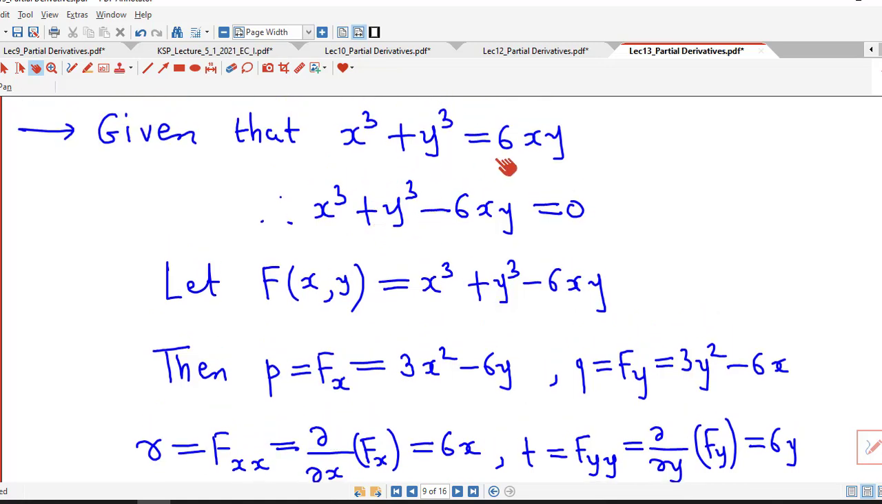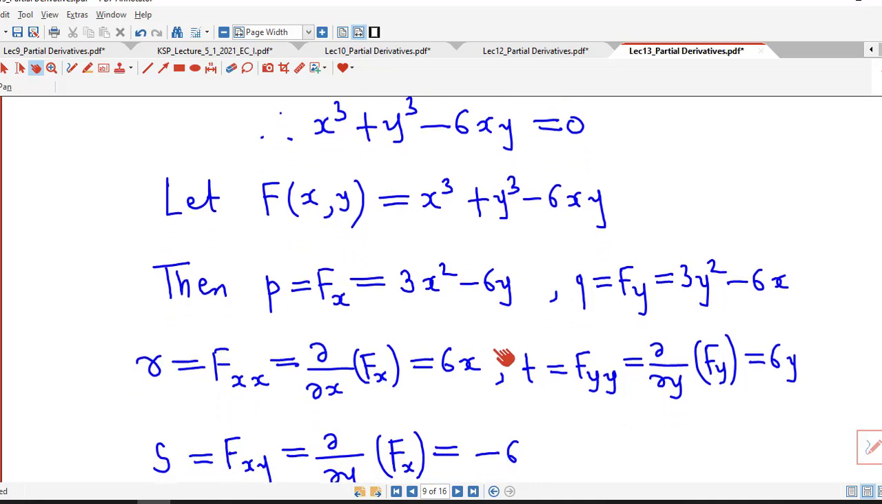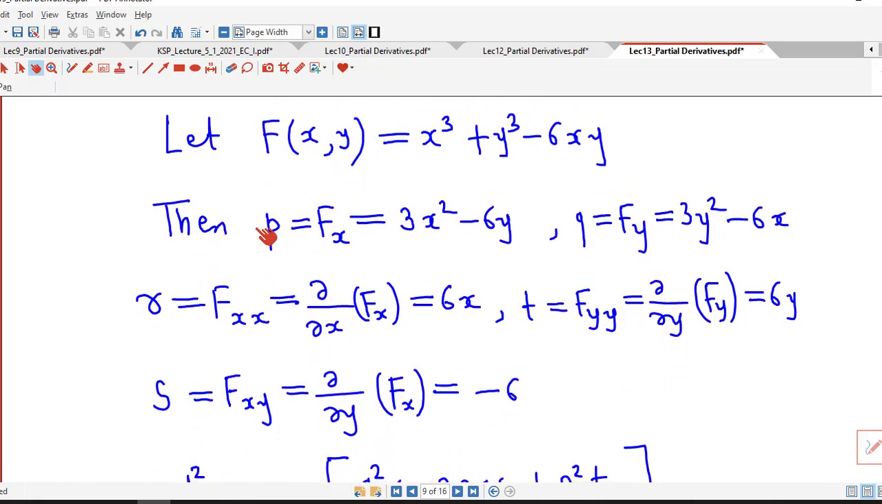This we can rewrite by taking 6xy on the left hand side, and we assume that this function of x and y on the left hand side is denoted by capital F. Now we calculate all the derivatives of first and second order for this function. So p is del f by del x. We will consider y as constant. So the derivative of x cube is 3x square, the derivative of y cube is 0, minus 6y is constant, the derivative of x is 1.